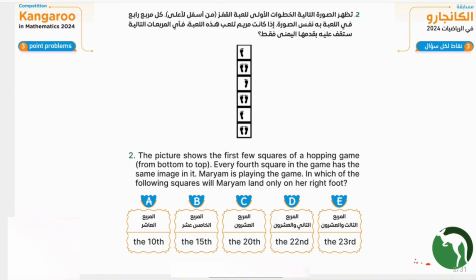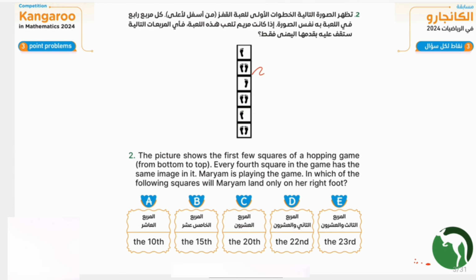Okay, in question number 2, the picture shows the first few squares of a hopping game from bottom to top. Every fourth square in the game has the same image in it. Mariam is playing the game. In which of the following squares will Mariam land only on her right foot? Okay, now let's see the pattern and guess the squares. At the first one we have the two feet. The second one we have 1 foot, the left one. The third one is repeated, 2 feet, and then the fourth one we have the right foot.